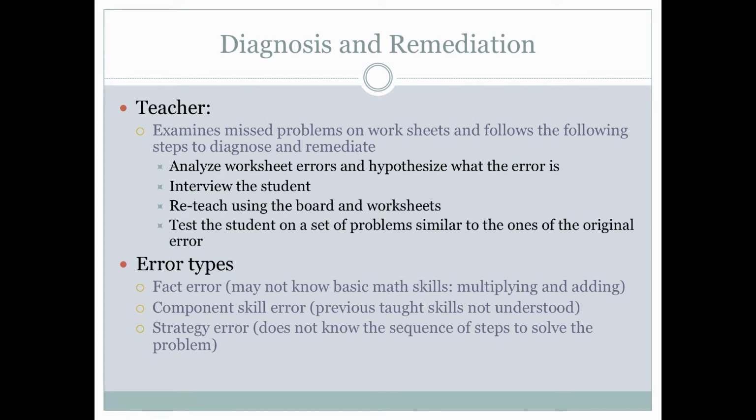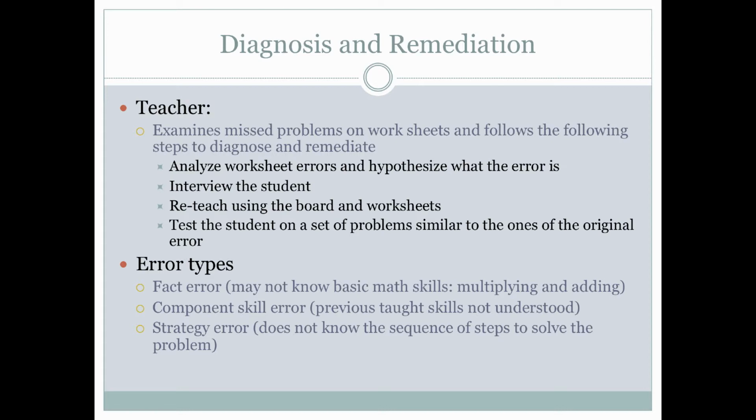The teacher examines missed problems on a worksheet and follows the steps to diagnose. First, you're going to analyze. Okay, you're going to look at that worksheet for errors, and you're going to come up with some hypotheses as to what error that student is consistently making. We can also, at this point, interview the student. Then we're going to reteach. Once we've decided here's the cause, we're going to reteach, not everything, but the component, the steps that they made a mistake on. And it can either be on the board, or it can be worksheets. Then we're going to test. We're going to remove our supports, which is us, and we're going to see if that individual can do it on their own.